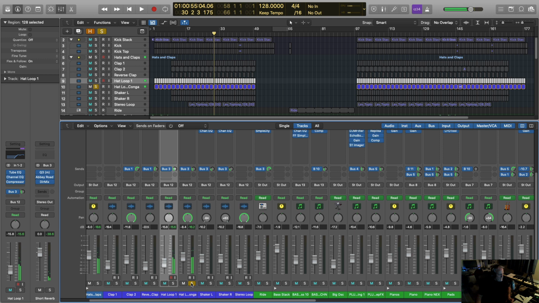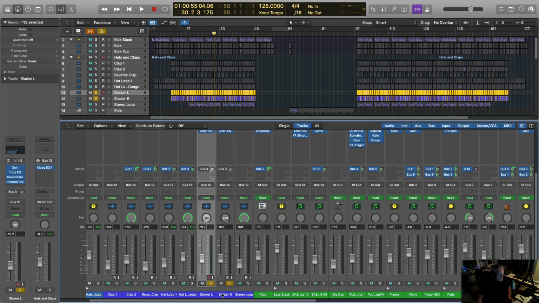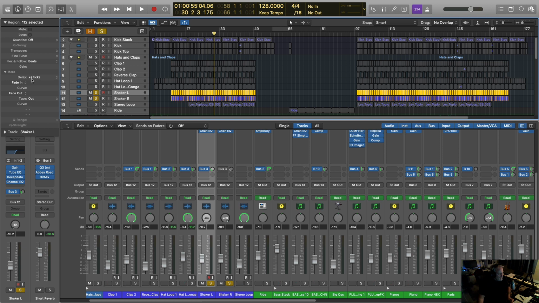All right, and then I've got the shakers. Let's move on to those. The shakers, I'm going to turn the reverbs off on those. The same reverb, by the way, which is the Abbey Road chamber. Now what I did with these is I panned one hard left, panned one hard right. I delayed the left 7 ticks. So what that does, that changes the sound just like that sample delay, that short delay I just showed you.